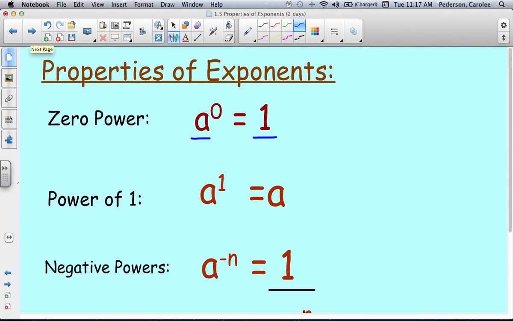The next property is called the power of 1. If I have an exponential raised to the first power, it's just itself. So 5 to the 1 power is 5. 10 to the 1 power is 10. X to the 1 power is x.